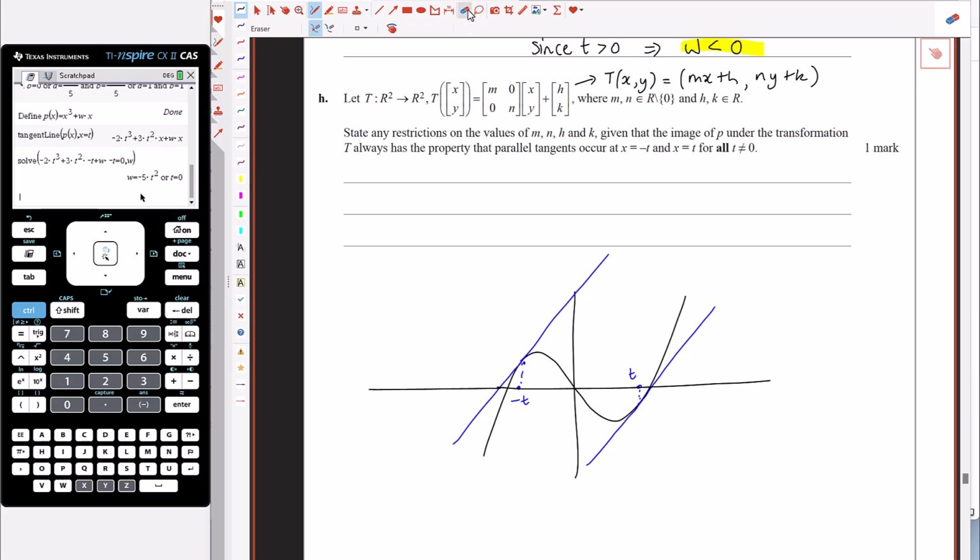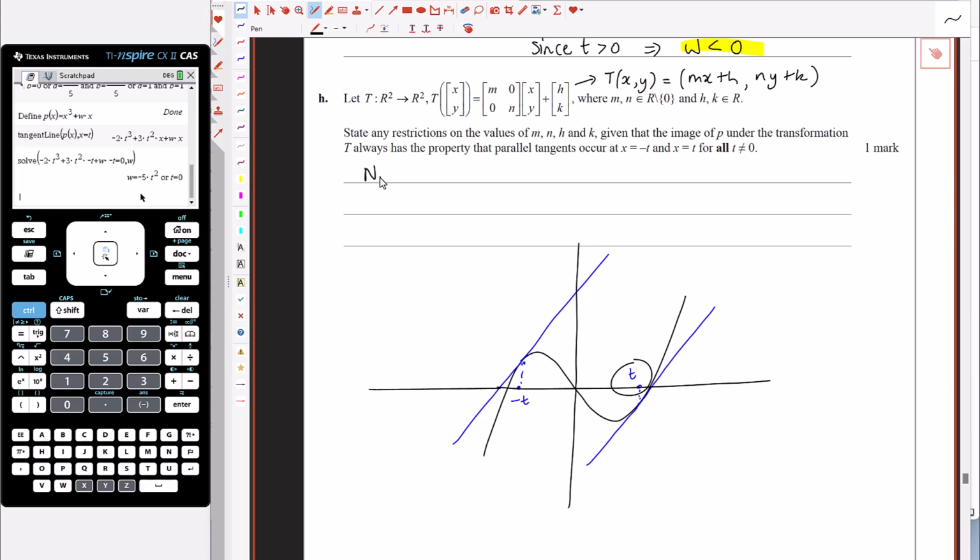Now the problem happens if we start to try and move left and right. If I move my x-axis over here, we no longer have this symmetry between negative t and t. If this is t here, negative t is way out over here, and so we don't have that symmetry property happening. Trying to get my x-axis back. There we go. So we definitely can't translate left and right, or we're going to lose the whole symmetry thing going on here. So to me, there are no restrictions on m, n, or k.